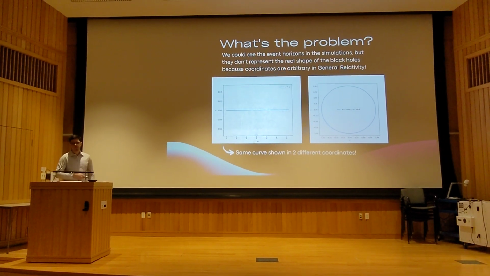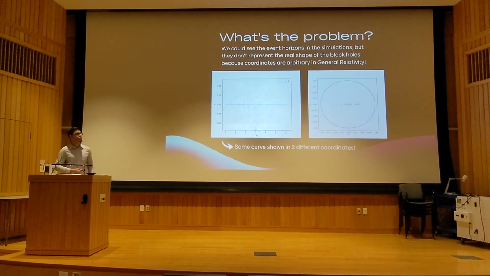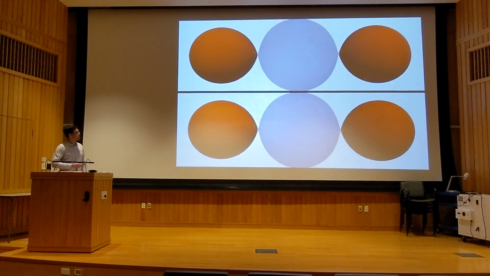And here, these curves show the same thing, the same idea, but in just 2 different coordinates, and they look different. So that's the same idea that we're talking about. But now let's look at how it looks for black holes.